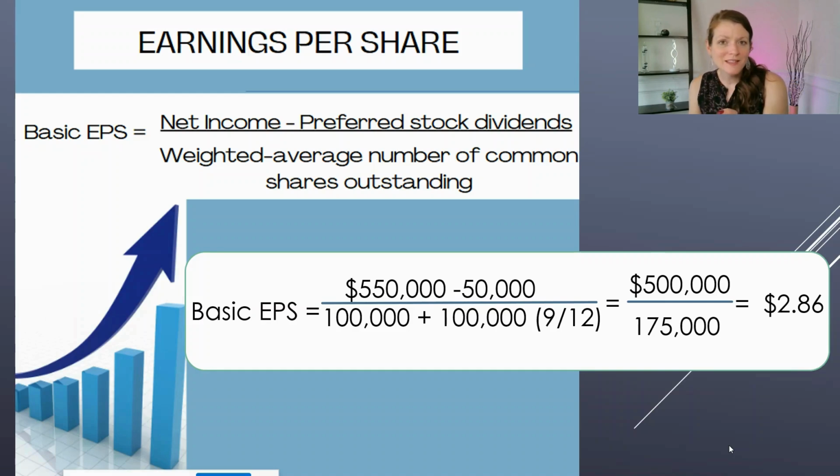So 100,000 of those shares were outstanding from January 1st to December 31st. The other 100,000 were outstanding just April 1st to December 31st. That's 9 out of 12 months, which would be three-quarters, or 0.75. So when we calculate that, that's like having a weighted average of shares of 175,000. When we divide those, we get earnings per share of $2.86 per share.